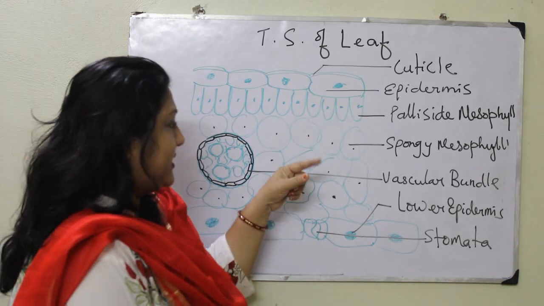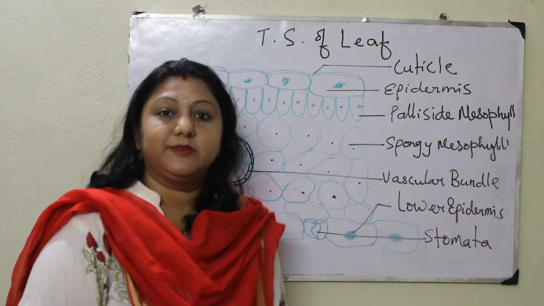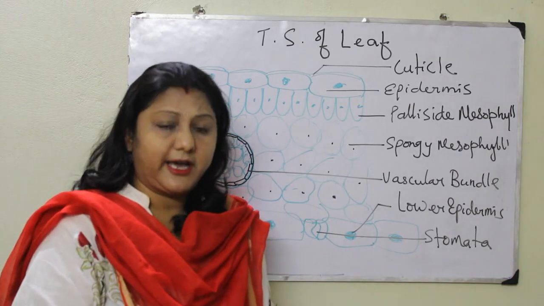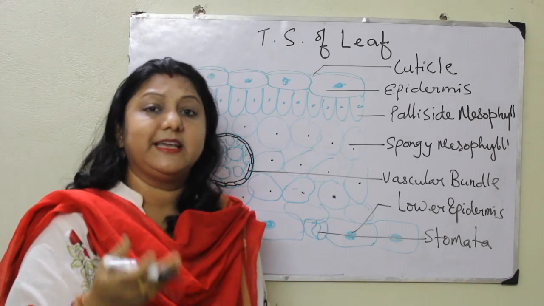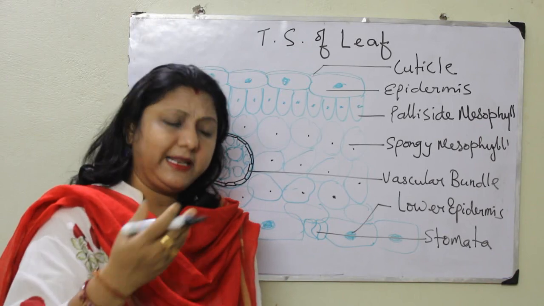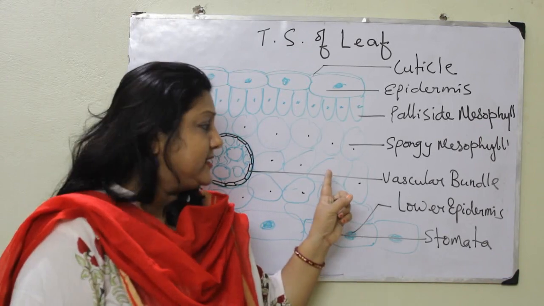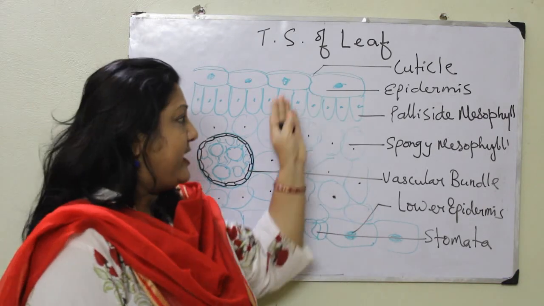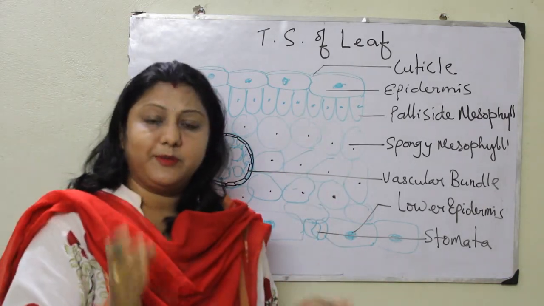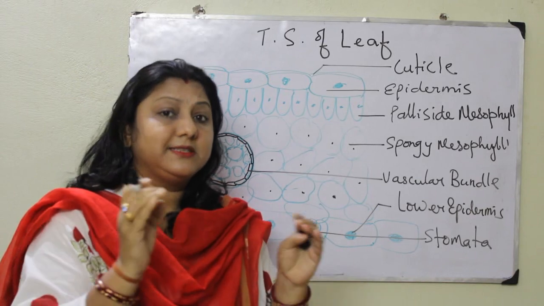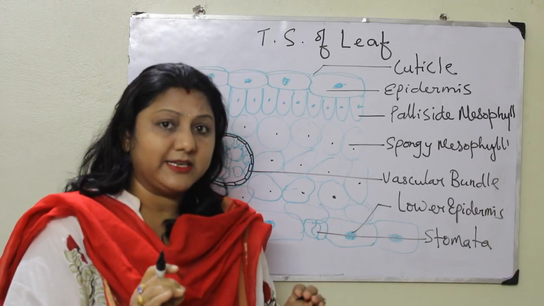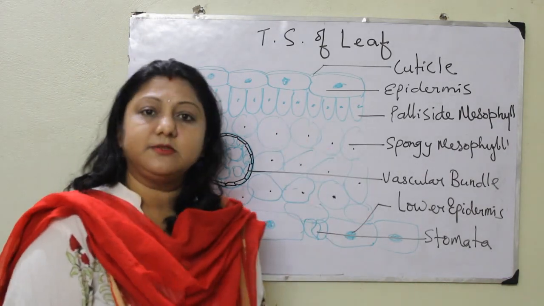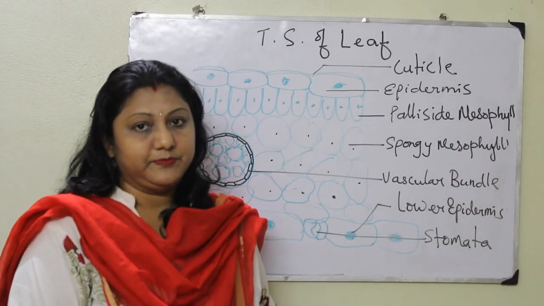Now, in this structure, the palisade mesophyll cells, the majority of the time, carry out the photosynthesis, and in some species the spongy mesophyll will also carry out photosynthesis. So, the major amount of the chlorophyll pigment that is present inside the chloroplast cell organelle is found in this palisade mesophyll as well as the spongy mesophyll cells, right?